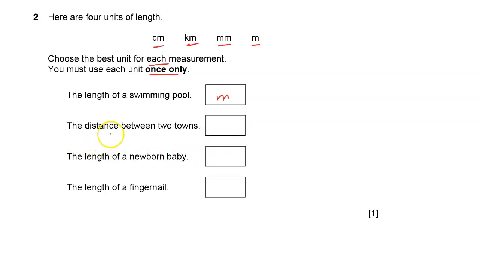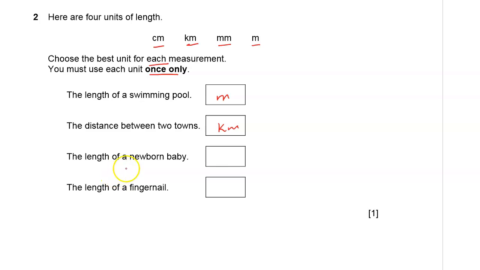Next, the distance between two towns. For example, if you're living in the UK, the distance between two given towns, like the distance between London and whichever other town you desire, is usually given in kilometers. Of course, K is kilo, and M is meters.